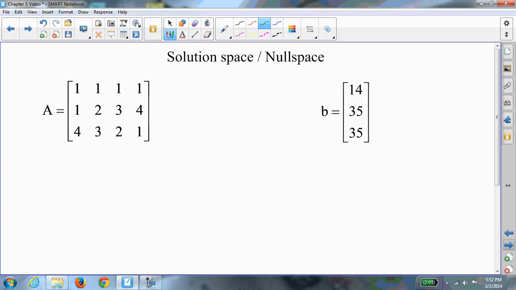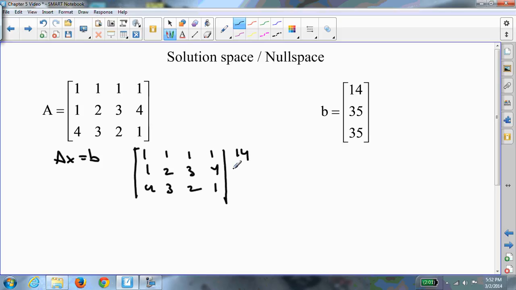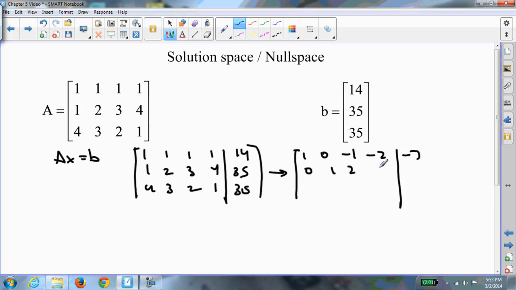I have an A and I have a B, and I'm going to go back to the basics and basically solve AX equals B. So if I set this up as an augmented matrix, 1, 1, 1, 1, 1, 2, 3, 4, 4, 3, 2, 1, augment it with 14, 35, and 35, and do an RREF with this, I'm going to end up with 1, 0, negative 1, negative 2, that should look familiar, negative 7, 0, 1, 2, 3, 21, 0, 0, 0, 0, 0.